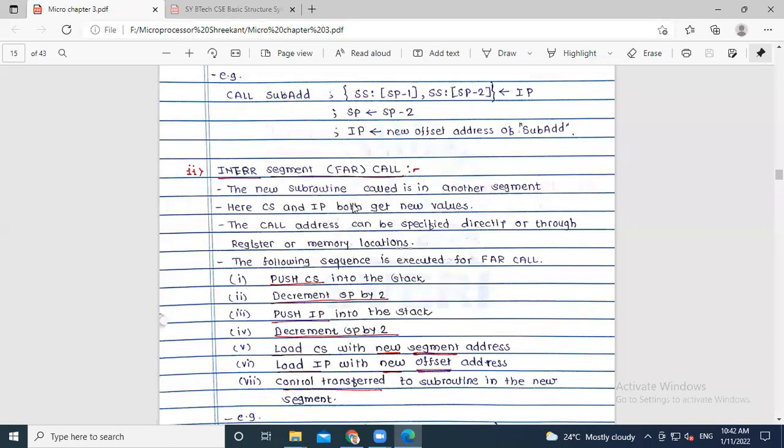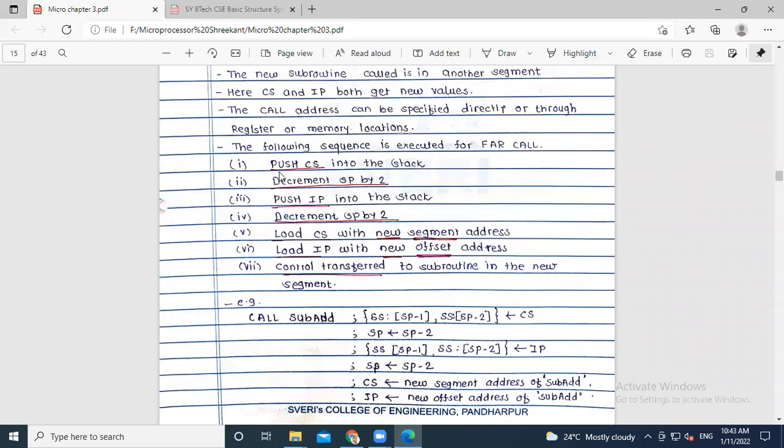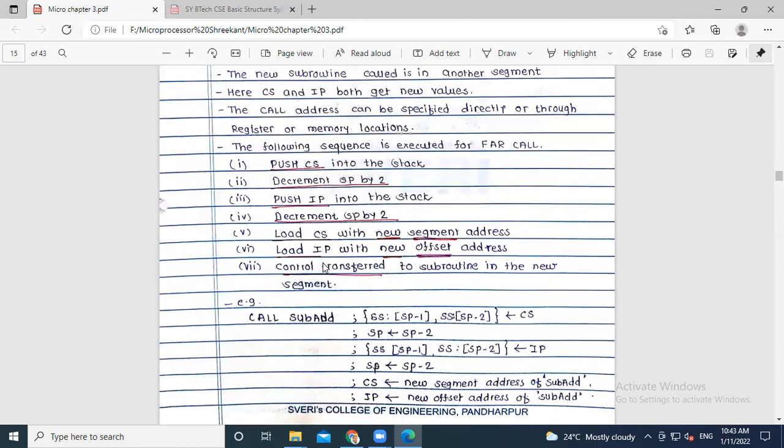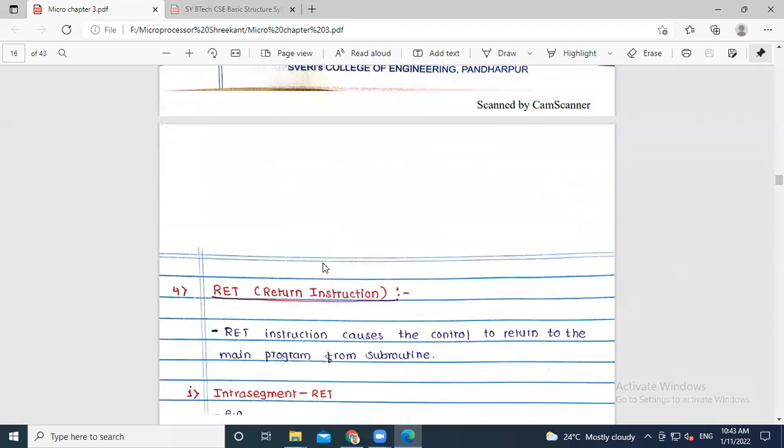Next is inter-segment call, meaning far call. Here the new subroutine called is in another segment. Here CS and instruction pointer both get new values. So the call address can be specified directly or through a register or in memory locations. That is, with push CS and decrement, push IP and decrement, and then load code segment and load instruction pointer. For example, call subtraction addition with the stack pointer minus 2 is stored into the stack pointer like this. That is inter-segment call and intra-segment call.